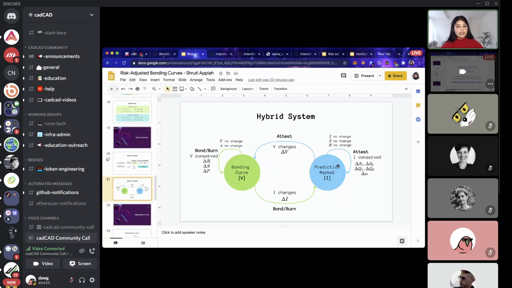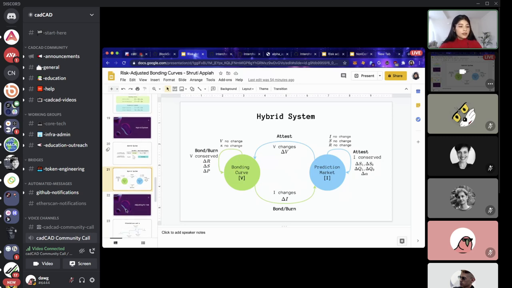So yes, this is what I was explaining earlier with regards to the invariance. Whenever a prediction market action, which is an attestation, is taken, invariant I is conserved, as well as there's a change in all of these different state variables. However, when this action is taken, V changes. And likewise, in the bonding curve, whenever a bond or burn action is taken, then we'll have V conserved, but that changes I. So there are local invariants.